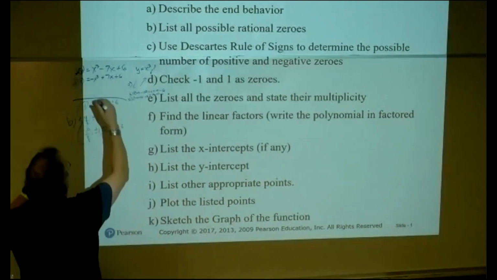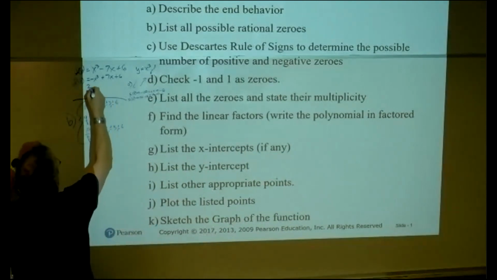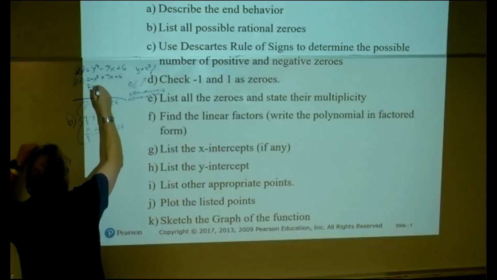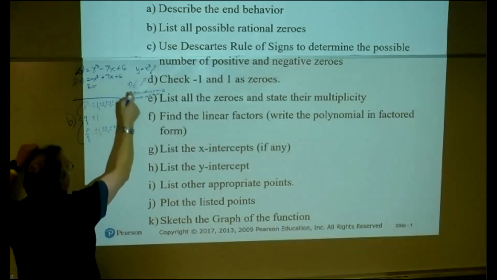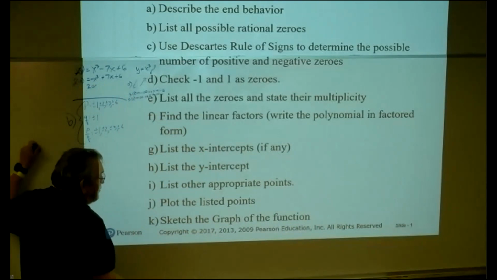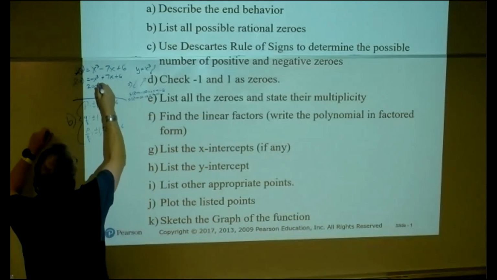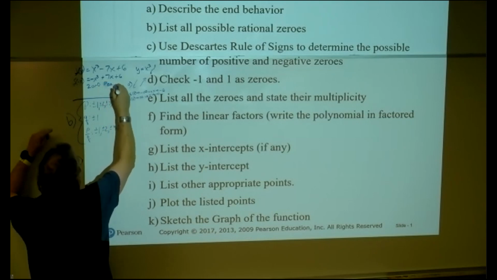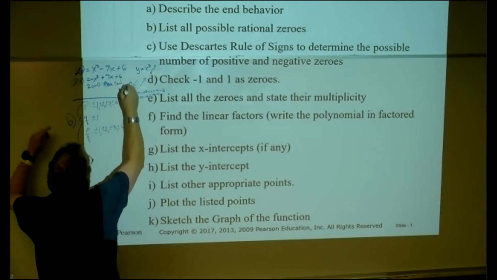Because the number of sign changes is the maximum number of positive zeros we can have, which is 2. And then you subtract 2 until you get to 1 or 0. So you have 2 or 0 or none positive real zeros.